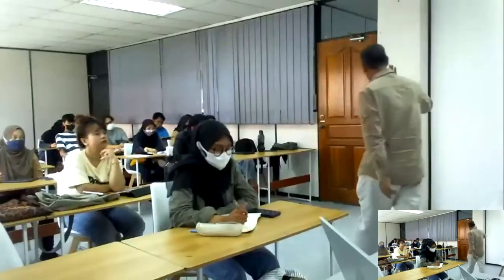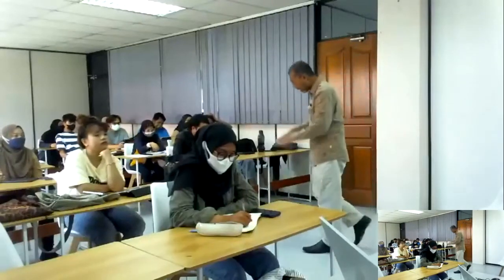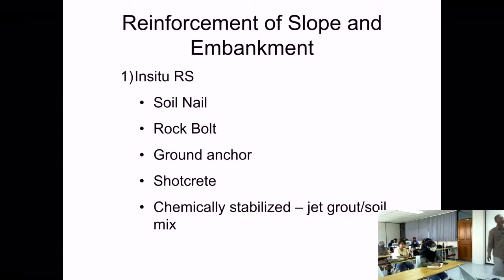Existing ground, how are you going to stabilize that? Let's say you have a slope. How are you going to stabilize the slope? You have existing soil. How are you going to strengthen the soil? So you will use this kind of reinforcement: soil nail, rock bolting, ground anchor, shotcrete, chemically stabilized jet grout. This is usually the technique to strengthen existing ground.